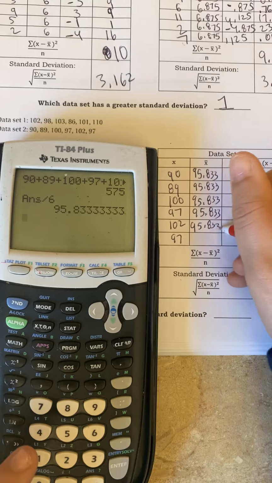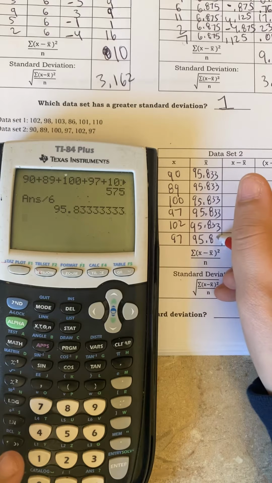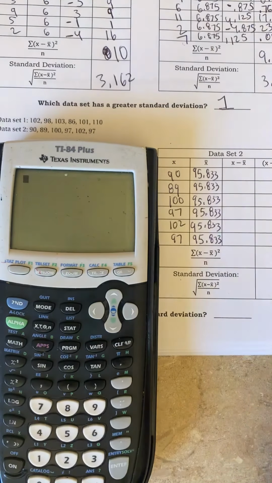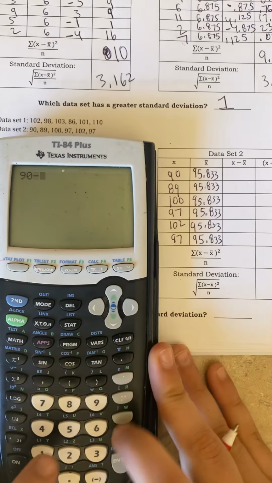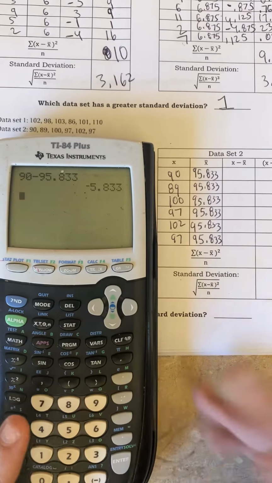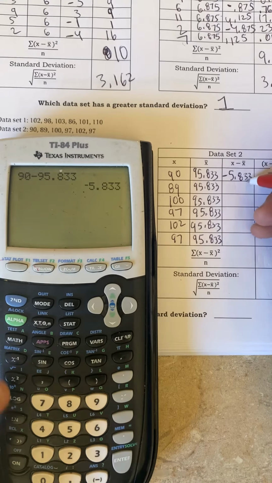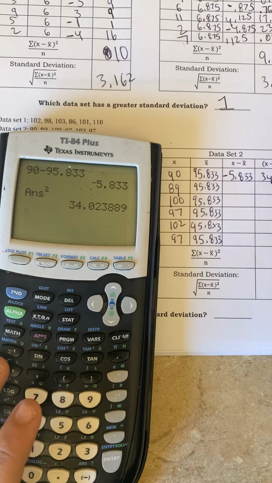And some of your answers might be a little bit off from mine, just based off of how you round. But if you're rounding to the third decimal place like I am, then you should still have the same answers regardless. Okay, so then again, we're going to subtract. So 90 minus 95.833 gives me negative 5.833. And then we're going to square it to give us 34.024.